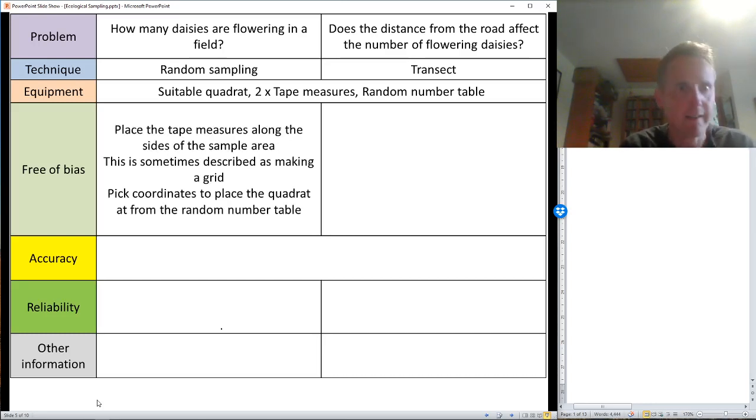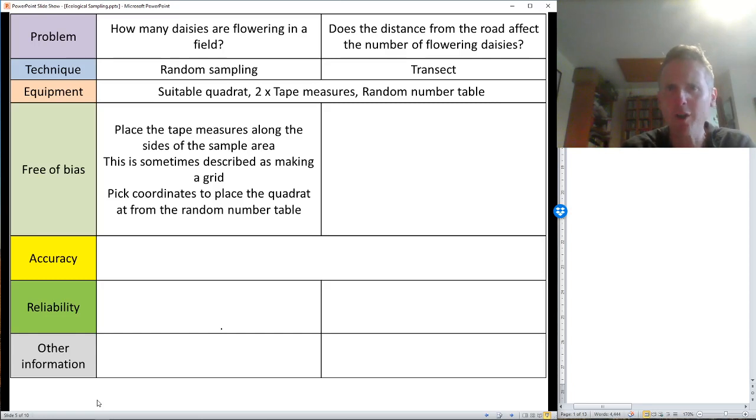And they break. So all we do, if I've got a square field, is basically make an X and a Y axis. So we place tape measures along the sides of the sample area. It's sometimes described as making a grid, and you can even do it with string. You make lots of little sections, and therefore, if I've got an X and a Y axis, you can pick coordinates from the random number table. These little booklets of tables of random numbers, on page 20 it goes from 1 to 20, and it just randomizes the numbers. So it's relatively straightforward.